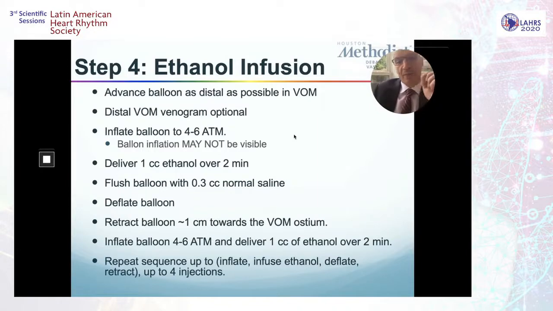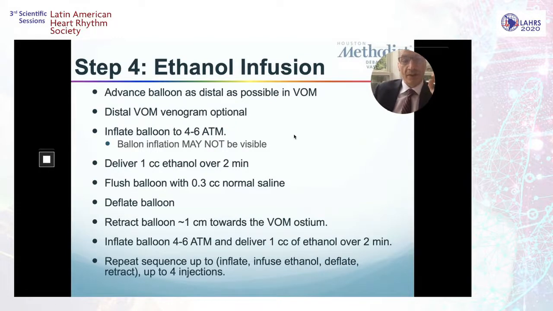We advance the balloon as distal as possible in the vein of Marshall. I like to inject some contrast in the distal vein of Marshall because sometimes you see other branches of atrial veins that could be going in the roof of the left atrium or even extracardiac.